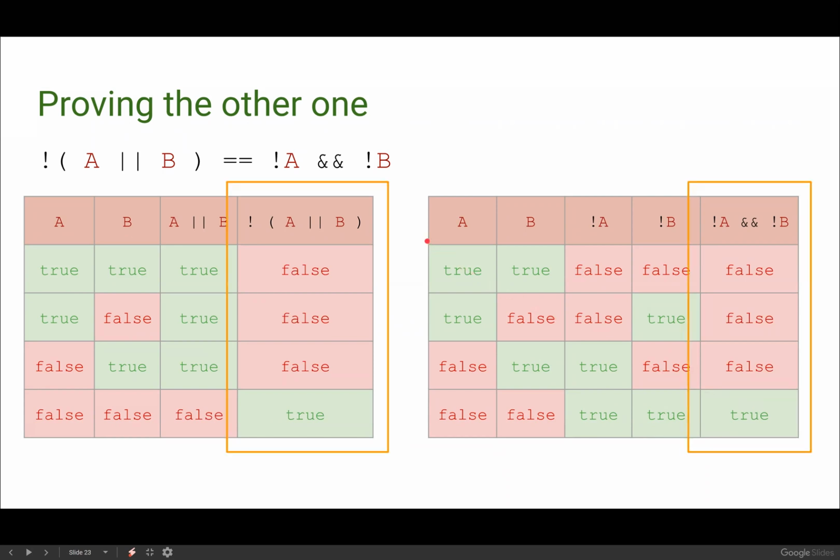So once again, we have those two columns that we're trying to compare against each other. We can see that those are equivalent to each other when we have the same values of A and B. So those two Boolean expressions are equivalent. This is the way we can prove the equivalence of those expressions. Does that all make sense? Cool.